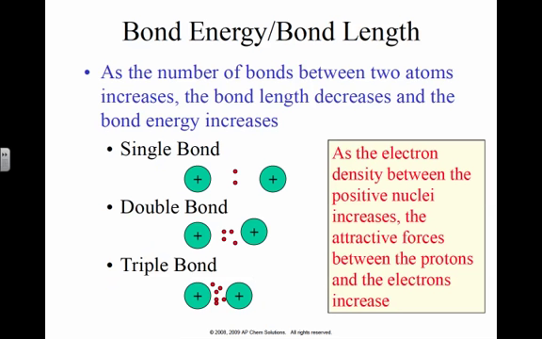As the number of bonds between two atoms increases, the bond length decreases and the bond energy increases. A single bond will have the longest bond length. A double bond will have shorter bond length, and a triple bond will have the shortest bond length. It's also the strongest bond, therefore it requires the most bond energy. This one will require the least amount of bond energy.